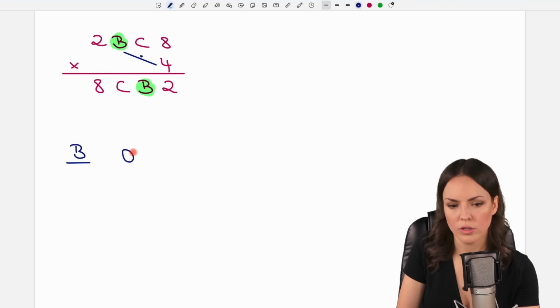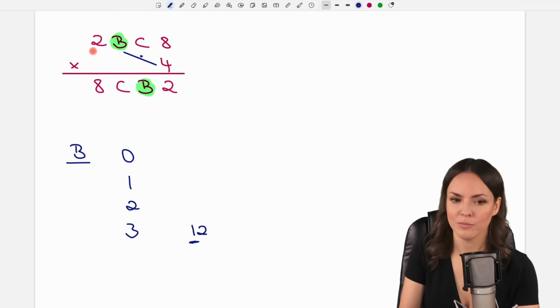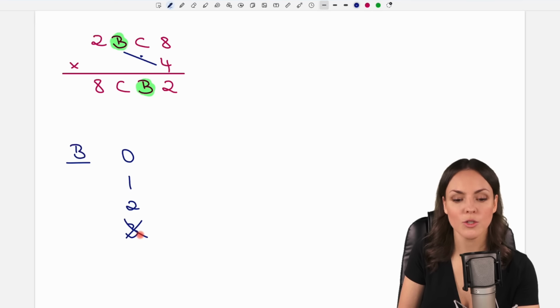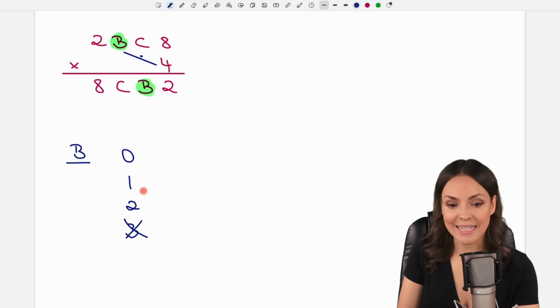4 times 0 would be okay. 4 times 1 would be 4. No carry for the next place would be okay. 4 times 2 would be okay, but 4 times 3 would give us a carry. And because we know no carry is allowed, we know that the 3 would be too big already. So B can only be 0, 1, or 2. So which one is it?